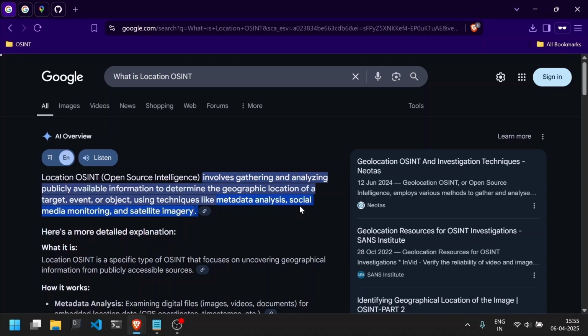Well, that's quite a mouthful, but if we break it down, metadata is simply data about data. Social media monitoring is the analysis of all life events people put on their social media networks. And satellite imagery is the use of satellite imagery to find information about a place using Google Maps. So let's understand this with the help of a few examples.